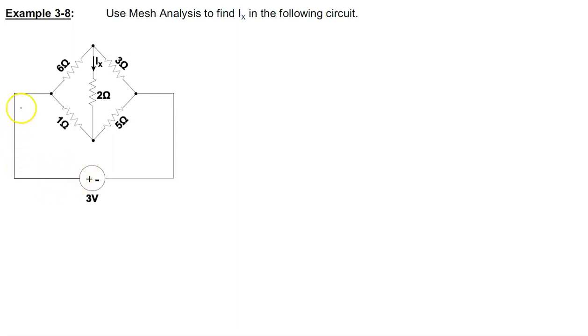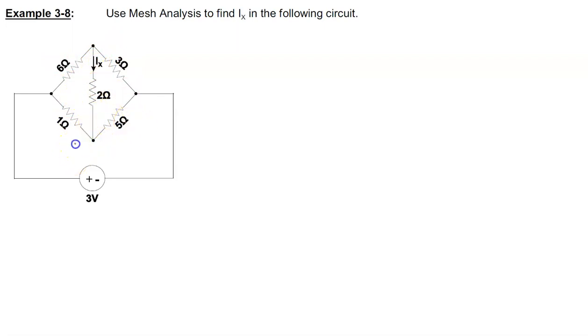This one, which includes the 1 ohm and the 5 ohm and the source, is a mesh. On the left half of this, we've got a mesh. On the right half of this, we've got a mesh. So that contains 3 meshes, and I'll call them 1, 2, and 3. Our resistors don't have numbers here, and we're asked to find the current in the 2 ohm resistor.